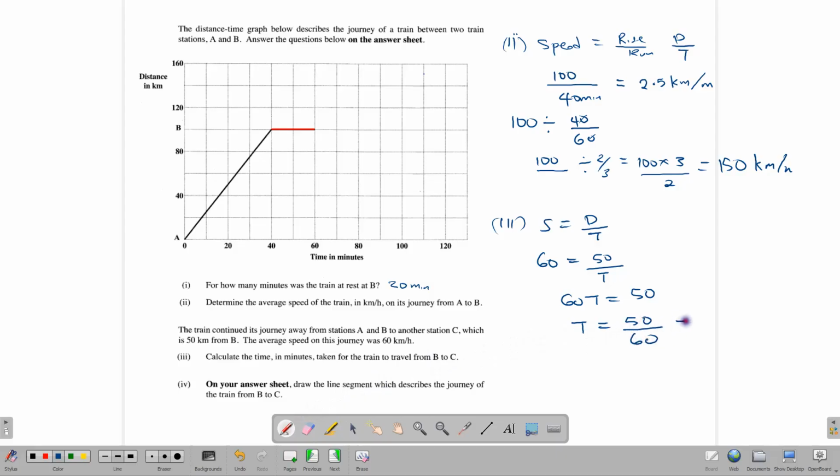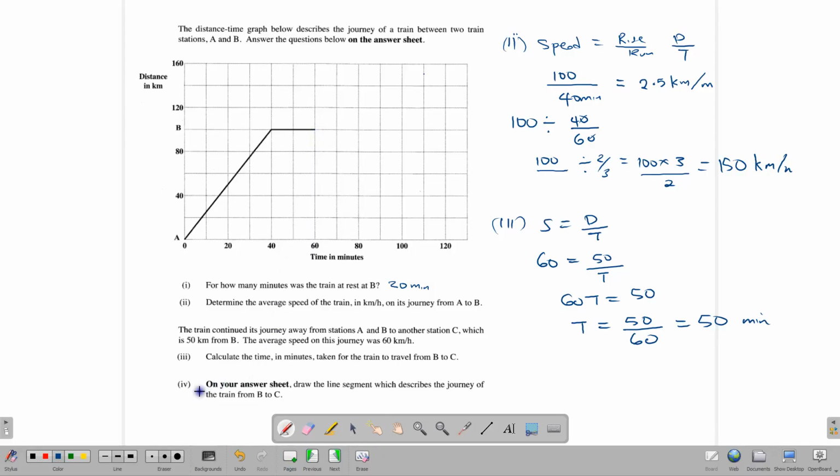And that tells us that the train took 50 minutes, because remember, 60 minutes make an hour. So 50 over 60 would actually mean 50 minutes. So the train takes 50 minutes to move from the place where it is at B to get to C.